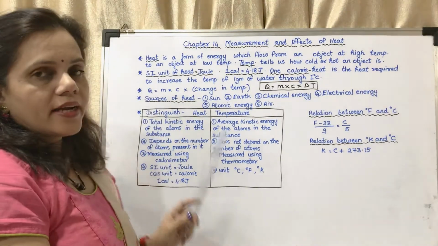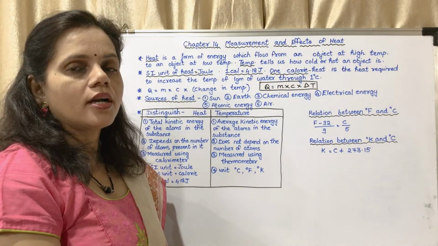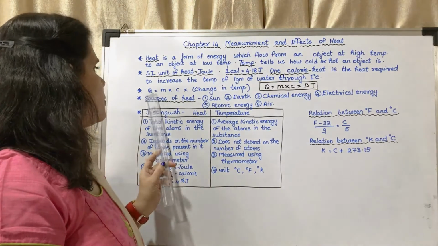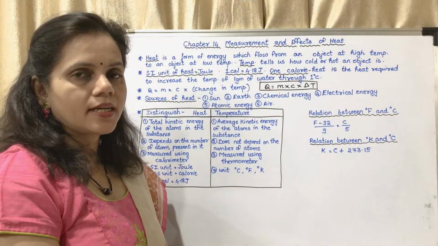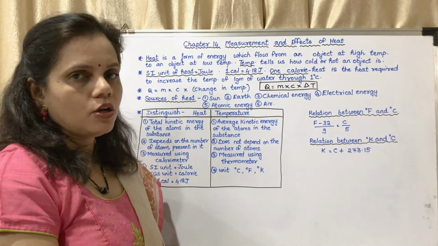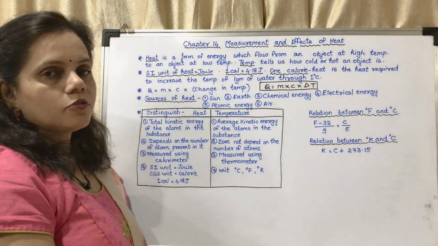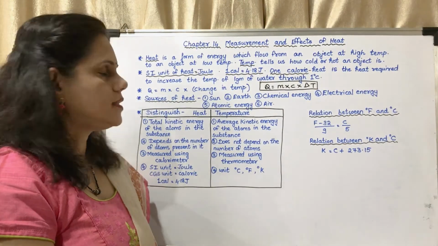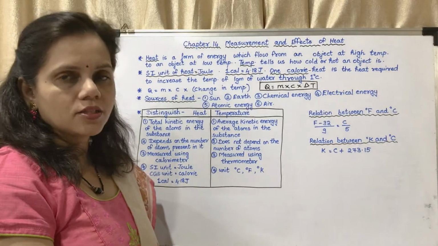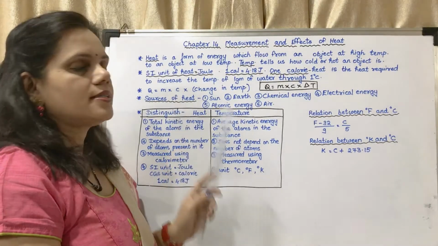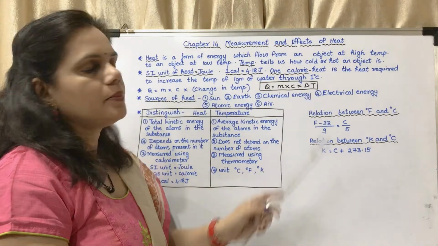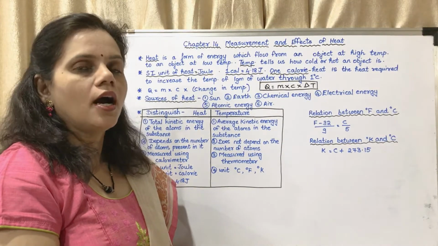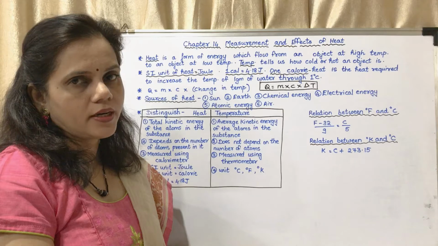The equation to find out heat absorbed or heat released is Q equals M into C into change in temperature, that is higher temperature minus lower temperature. Q means heat absorbed or heat released, M is mass of the object, C is specific heat of the object, and delta T means change in temperature, higher temperature minus lower temperature.